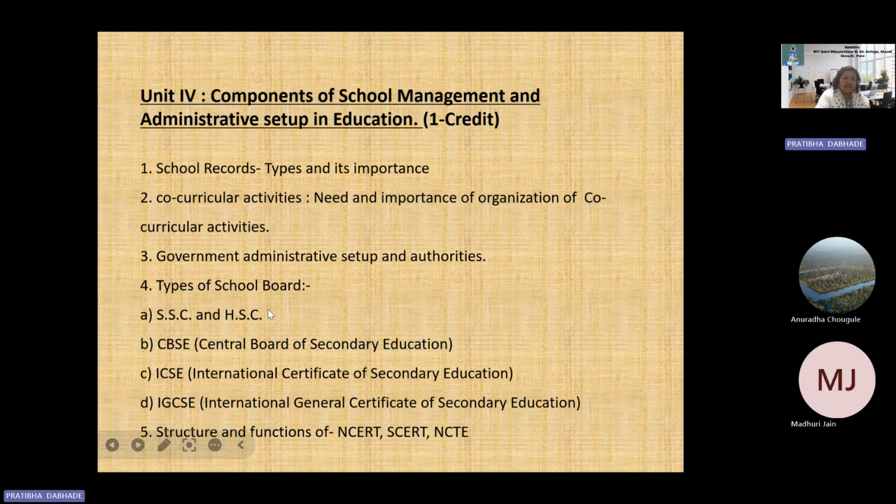And the next is point number 4, types of the school boards. We are familiar with the different kinds of boards: SSC, HSC board, CBSE board, ICSE board, IGCSE board. And along with that, certain agencies are there which are taking initiative. You can see here NCTE, NCERT, SCERT, right? So basically these are the different agencies. N stands for National, so NCERT and NCTE are the national agencies, and SCERT is the state level agency.